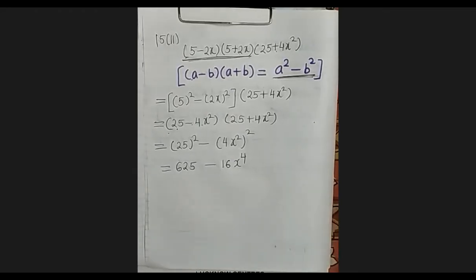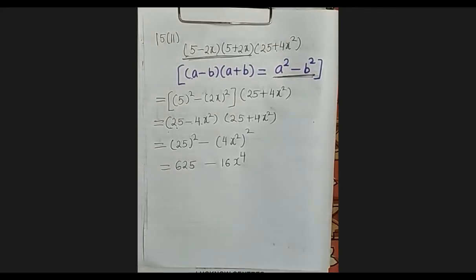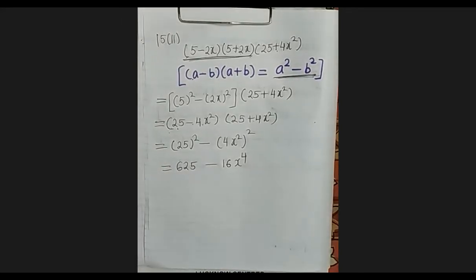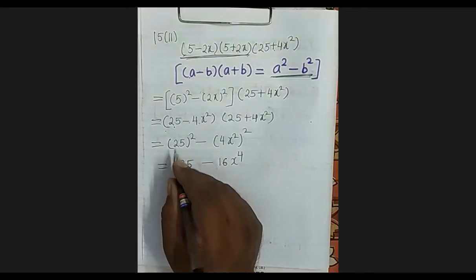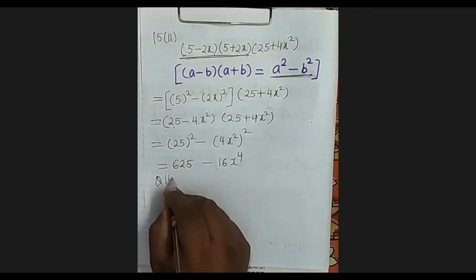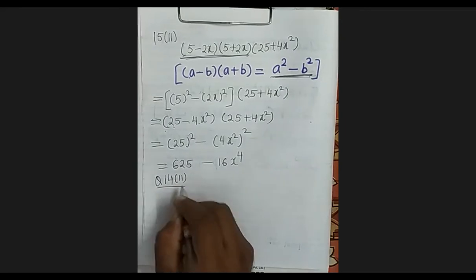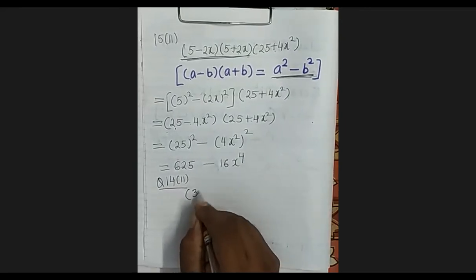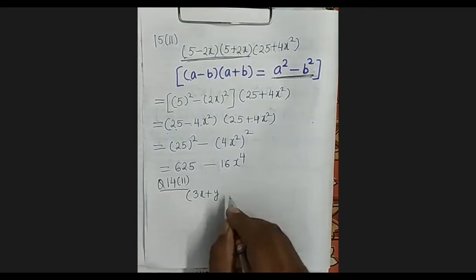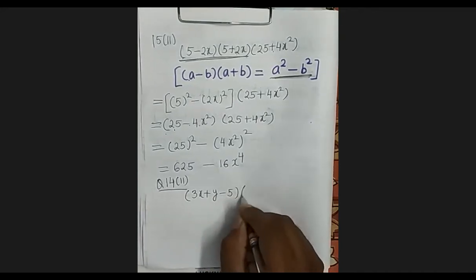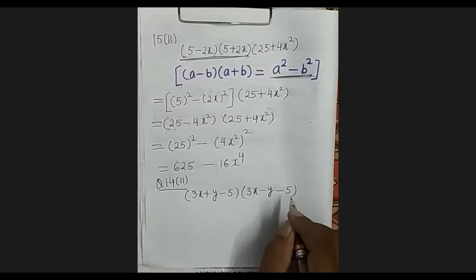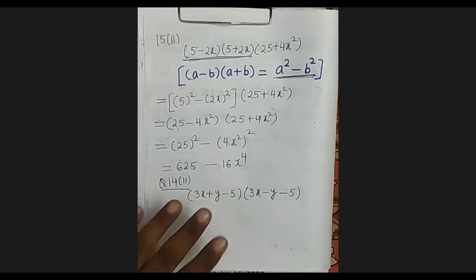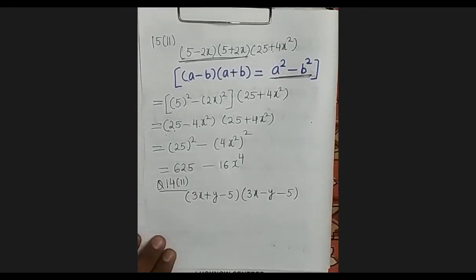I am taking one more question here. I am taking different questions. You can see here. Question number 14, second part. This is 3x plus y minus 5 times 3x minus y minus 5. You have to simplify using special products.